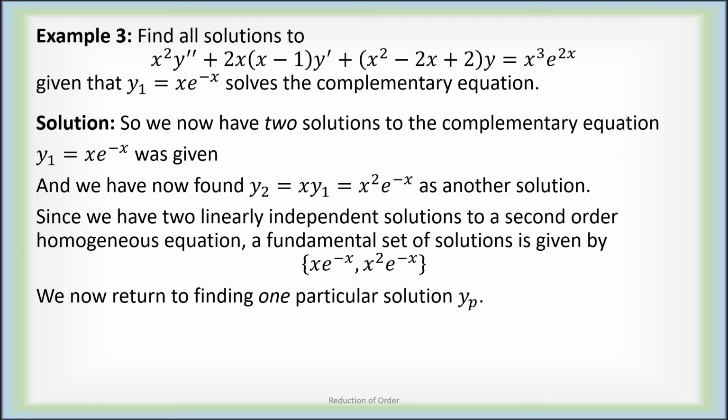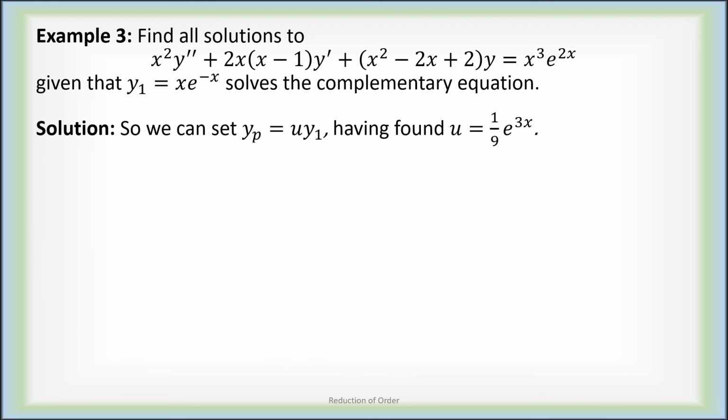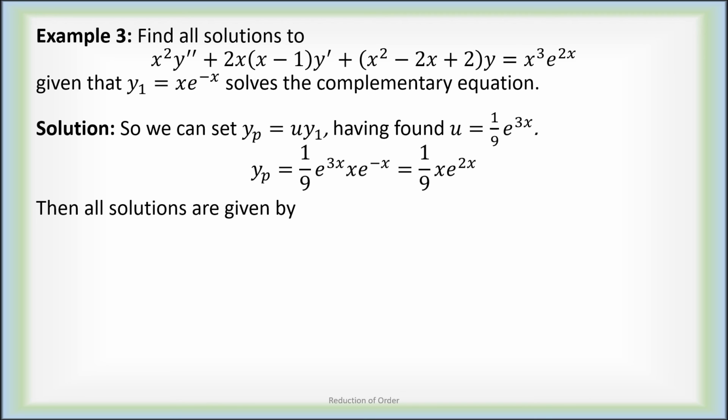So now let's return to the problem of actually solving the non-homogeneous equation. So we'll resume where we were, where y was u y1 with u double prime equals e to the 3x. So you can directly solve this as just 1/9 e to the 3x. So we can set yp to be u y1, having found that u should be 1/9 e to the 3x. So 1/9 e to the 3x times y1, well, y1 was x e to the minus x, and we end up with 1/9 times x times e to the 2x. So that's one particular solution.